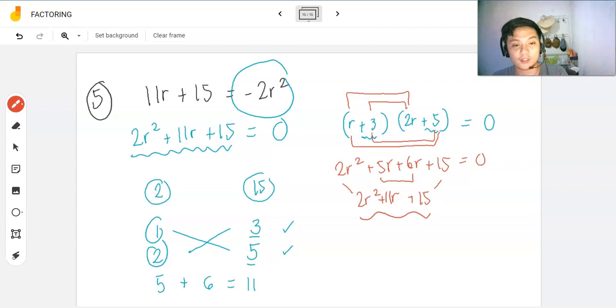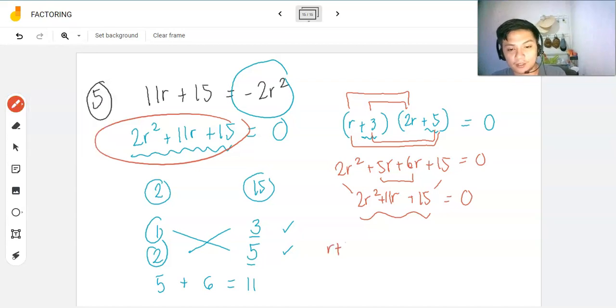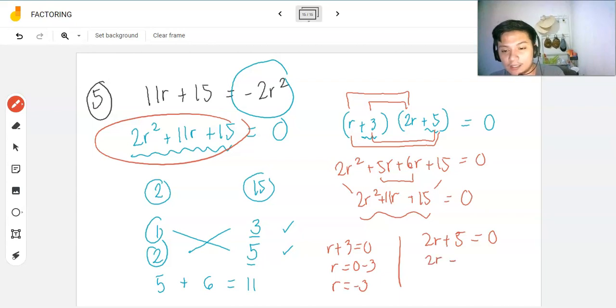What did we get? 2r squared plus 11r plus 15, which is equal to this. So ibig sabihin, tama yung ating nakuhang factor. So we go ahead and continue with applying zero product property. So r plus 3 equals 0, and then 2r plus 5 equals 0. So r equals 0 minus 3, therefore r is negative 3. And then here 2r equals 0 minus 5, therefore 2r equals negative 5. Dividing both sides by 2, we get that r is equal to negative 5 over 2.